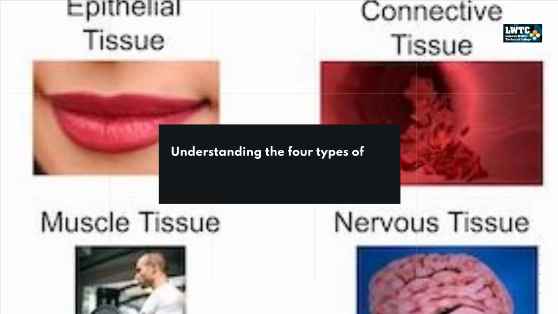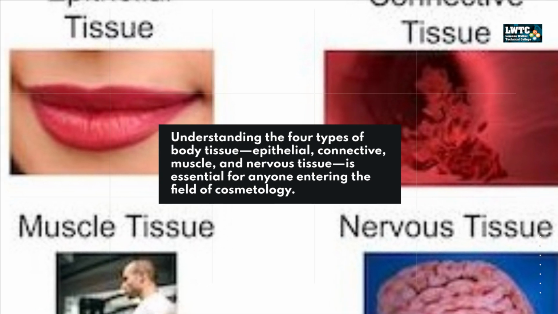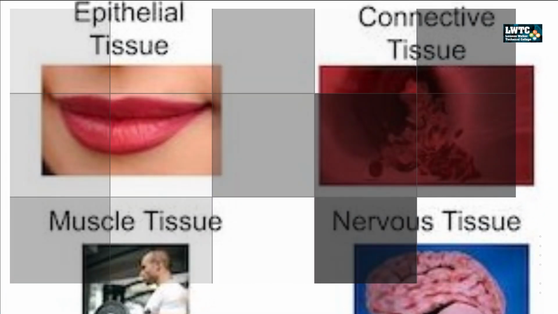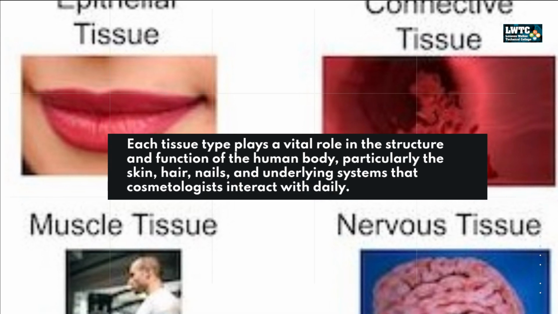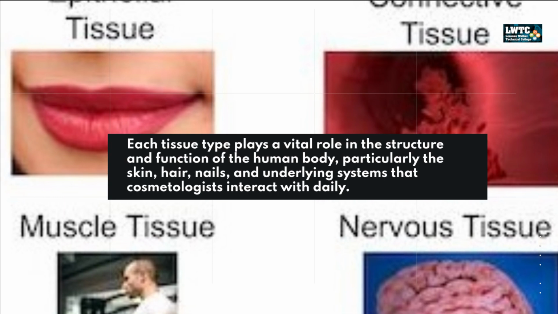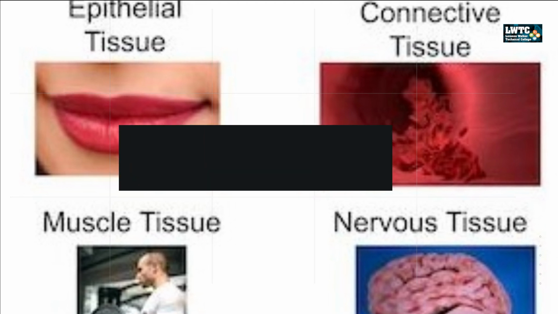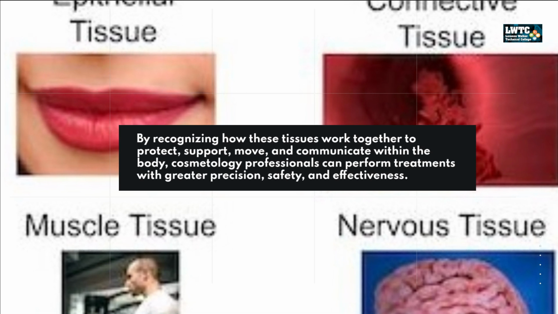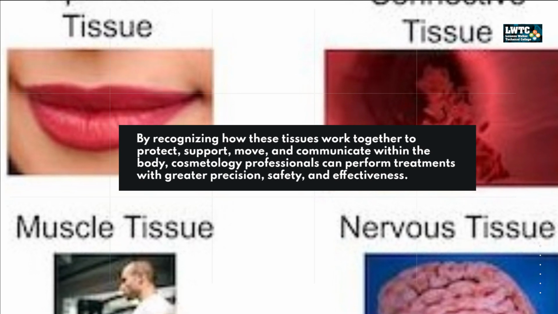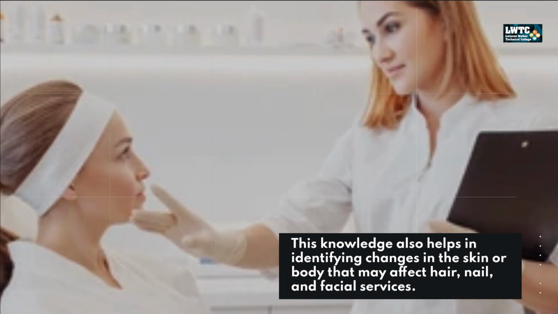Understanding the 4 types of body tissue, epithelial, connective, muscle, and nervous tissue, is essential for anyone entering the field of cosmetology. Each tissue type plays a vital role in the structure and function of the human body, particularly the skin, hair, nails, and underlying systems that cosmetologists interact with daily. By recognizing how these tissues work together to protect, support, move, and communicate within the body, cosmetology professionals can perform treatments with greater precision, safety, and effectiveness. This knowledge also helps in identifying changes in the skin or body that may affect hair, nail, and facial services.